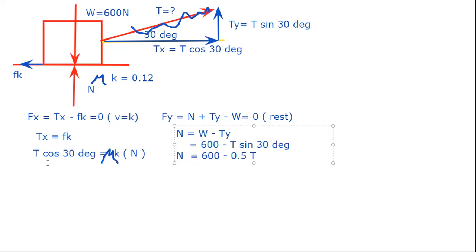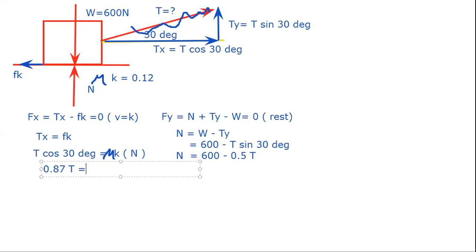While tx is t cosine 30 degrees. Now, can you solve for cosine 30 degrees? We have sine 30 is 0.5. Can you solve for cosine 30 degrees? How much is cosine 30? 0.87. So this is now 0.87 t. Now we have the equivalent of cosine 30.